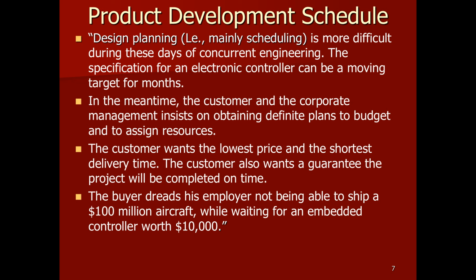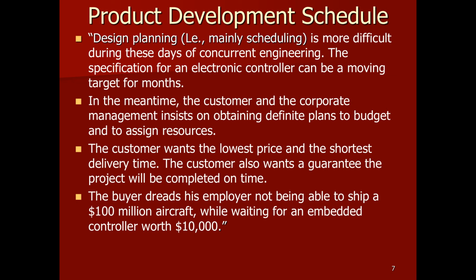The specification for an electronic controller can be a moving target for months. Trying to even get those specifications is very difficult, and oftentimes they change. In the meantime, customer and corporate management insists on obtaining definite plans to budget and assign resources. They've got to do their job, which means they've got to get more definite ideas, but you're trying to figure out this moving target, and it becomes tricky.